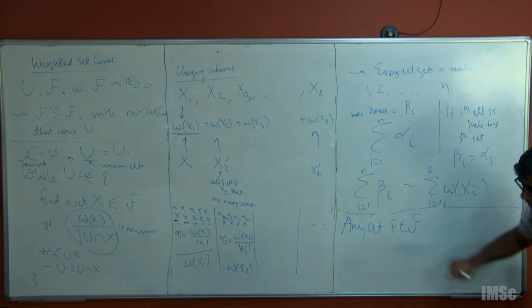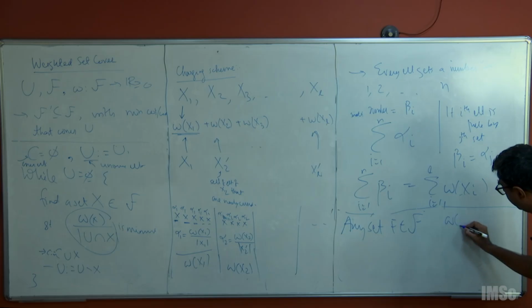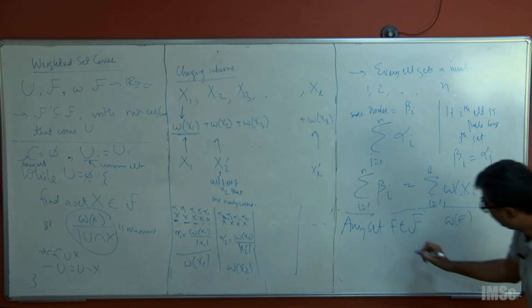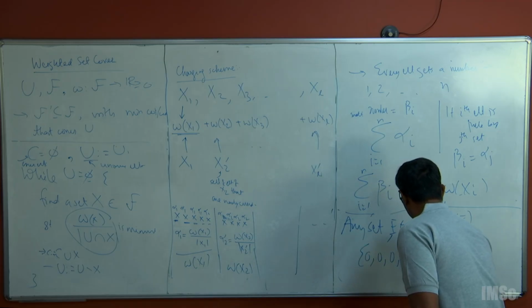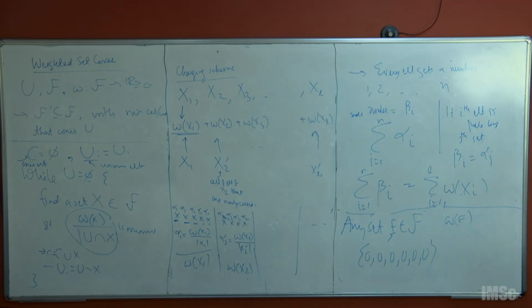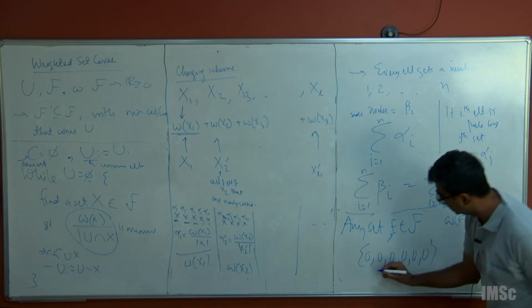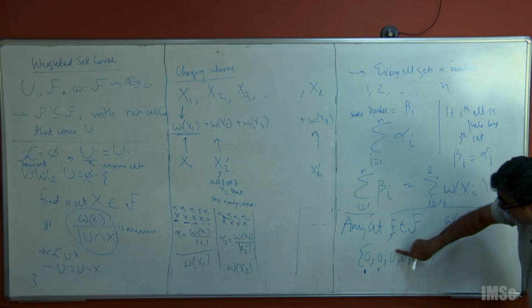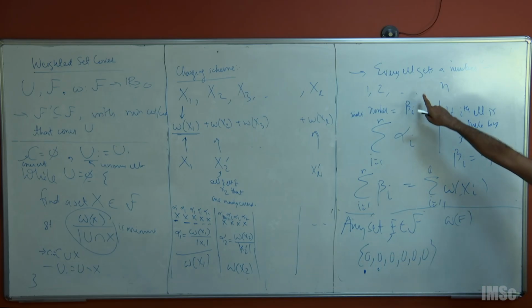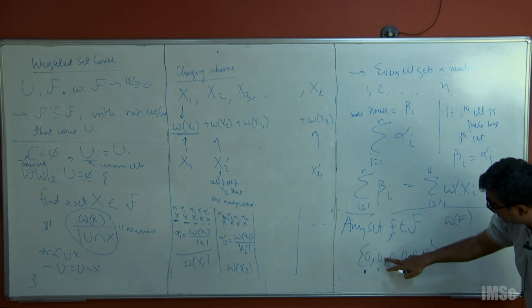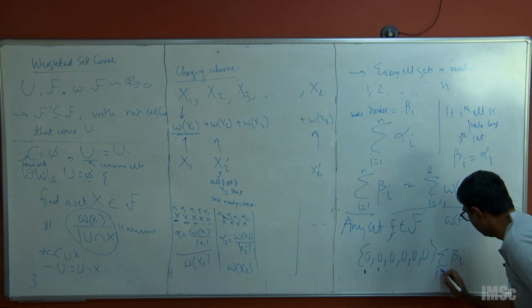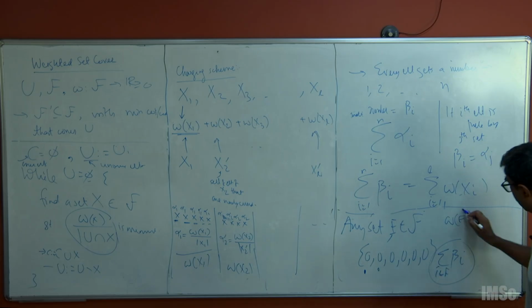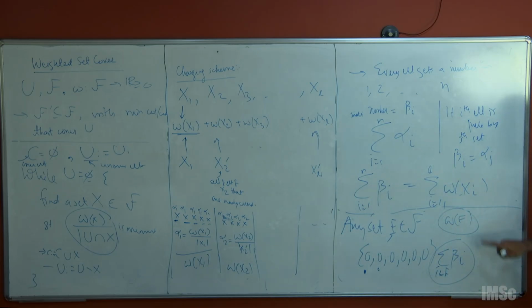What is its weight? The weight of F is weight of F. And F contains some elements, right? Some set of elements. Now if they contain some element, then they have some beta values by definition. I want to understand if I sum these beta values, look at this summation of beta i going over F. This is some number and weight of F is some number. How are they compared to each other? How bad are they relative to each other?